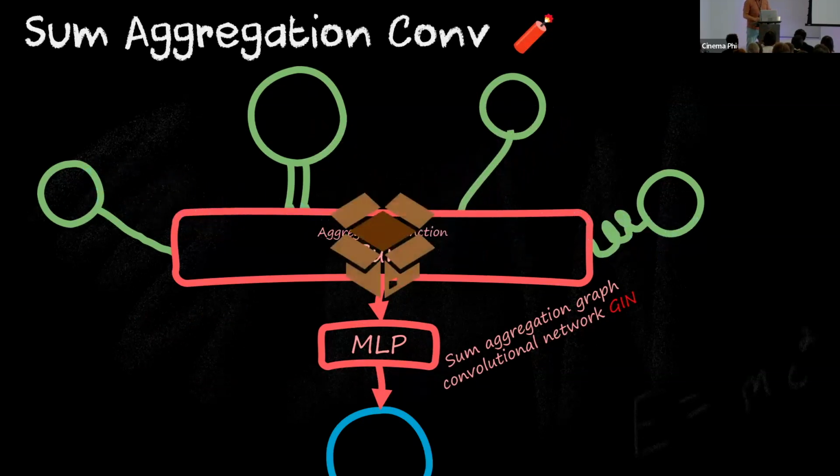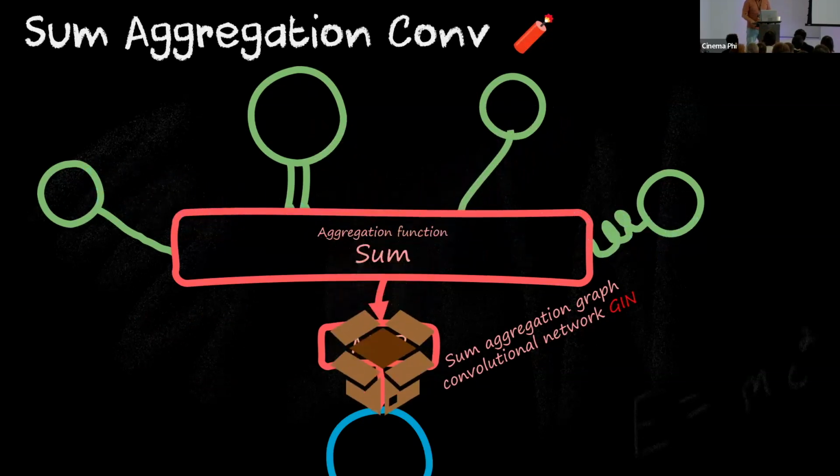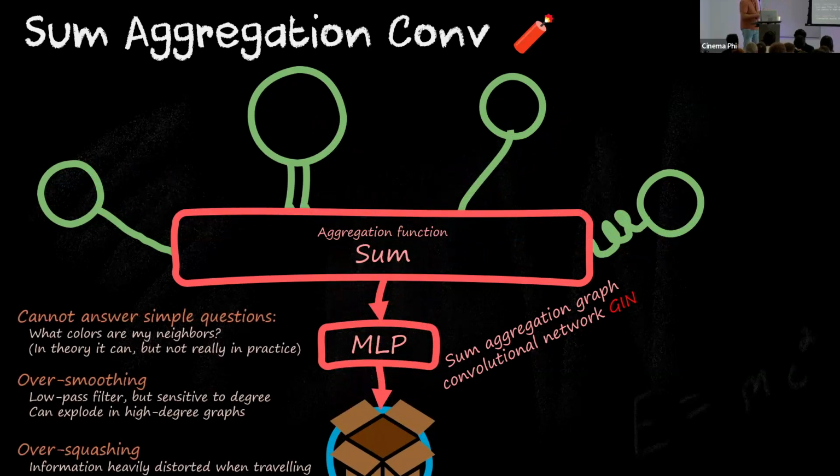Sum aggregation just transforms everything into a bigger poop. But in theory, it's not the case. Again, you cannot necessarily answer what color are my neighbors. In theory, you can. I'll show you a bit how. It also has a low pass filter, but it's sensitive to the degree, so it's still better than the mean aggregation. But information gets distorted a lot by the degree of the nodes. It's not such a problem in molecular graphs because you typically have between 1 and 4 neighbors. You never have 20,000 neighbors, which is the case in social networks, which would completely cause everything to explode. But it's not the case here.